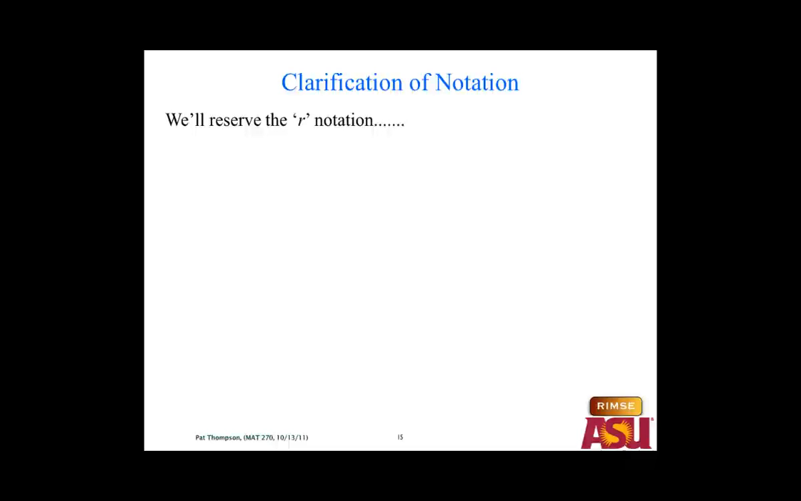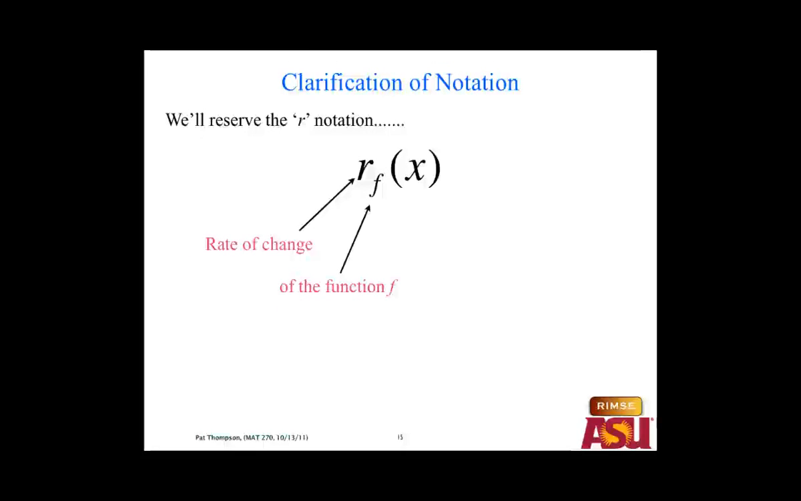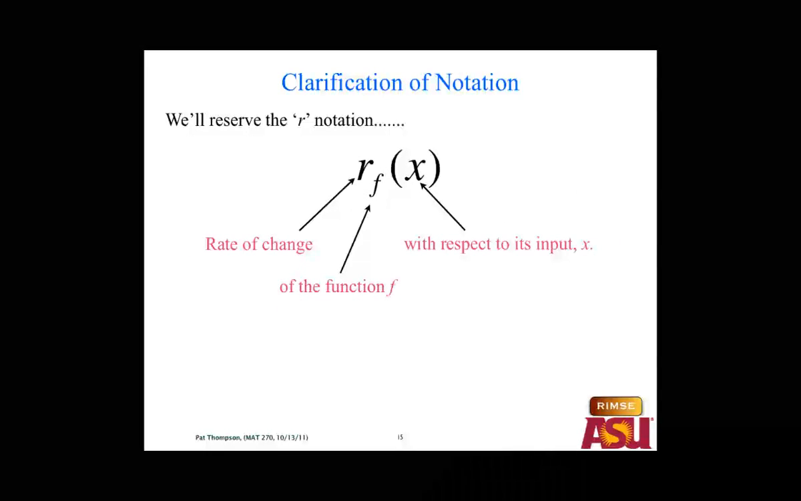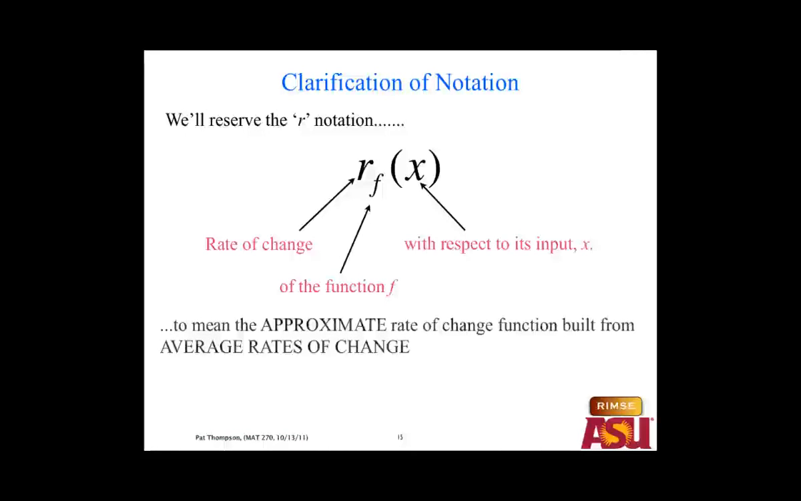So this R notation, this thing where we said the rate of change of f with respect to x. What we want this to mean, contrary to what I said last time, is that we want to reserve this notation for the approximate rate of change that's built from the average rates, okay? So this notation will be the approximate rate of change built from the average rates.